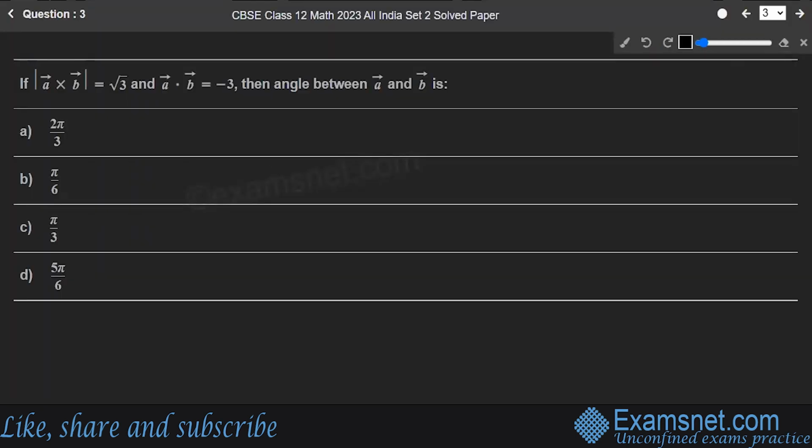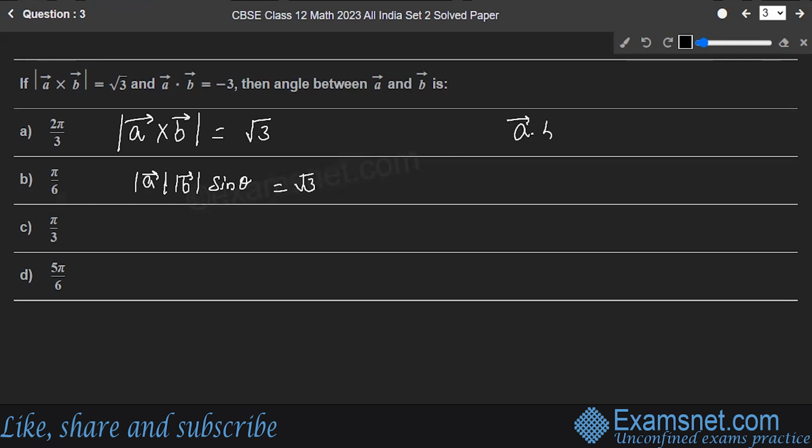Question number 3: if the magnitude of the cross product of these two vectors is equal to root 3 and the dot product is equal to minus 3, then the angle between A and B is equal to what? Fine. So here you are given that the magnitude of A cross B is equal to root 3. This is given by magnitude of A times magnitude of B times sine of the angle between them. This is equal to root 3.